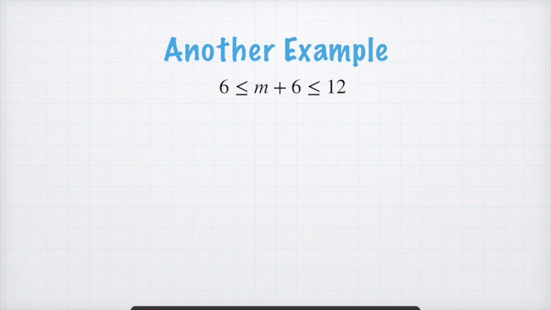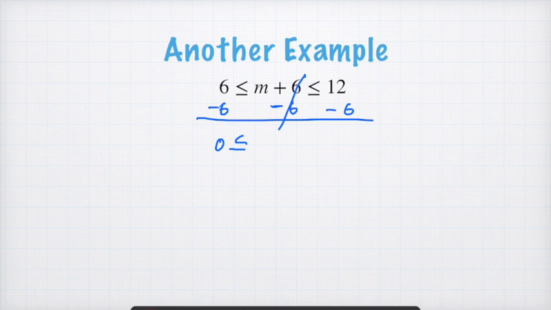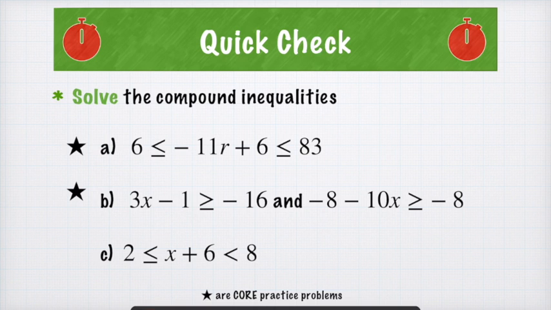Here's another example. 6 is less than or equal to m plus 6, which is less than or equal to 12. So m is our variable, m is in one spot, so we don't have it on a different side. Let's start attacking the problem to get m by itself. We'll subtract 6 from all three parts. 6 minus 6 is 0. The less than or equal sign comes down. m comes down, and the sign comes down again. 12 minus 6 is 6. So our answer here is that 0 is less than or equal to m, which is less than or equal to 6.